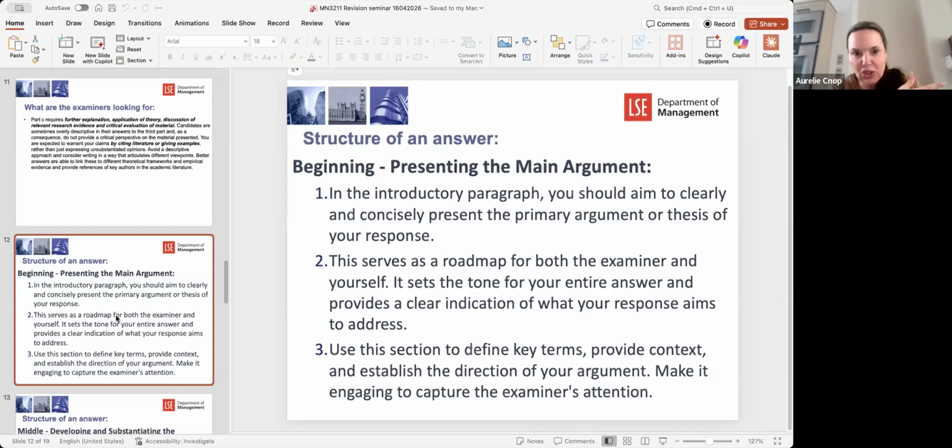But a suggestion is to have a little introduction, right? Or an introductory paragraph to your answer. So you clearly and concisely present your argument, right? So it's not a development already, it's just sort of a roadmap for both you and the examiner. And it also gives an indication of what you're going to address, right?